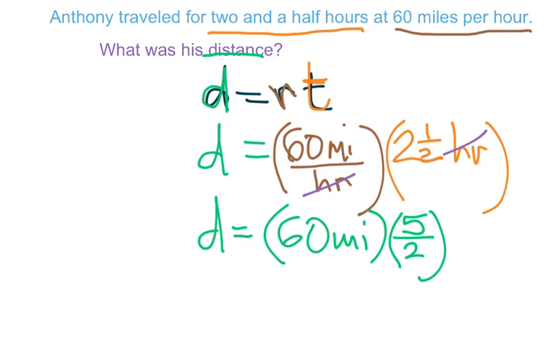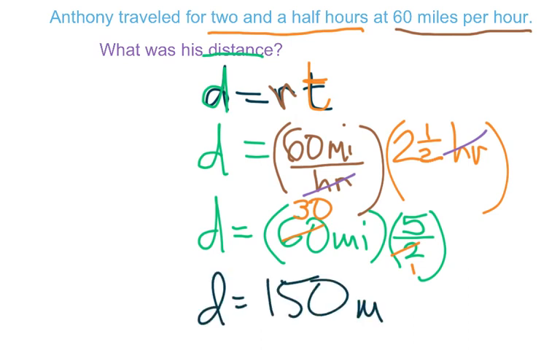I had a nice cross-canceling opportunity here with the 2 and the 60, the 2 becoming a 1, the 60 becoming 30 miles. And then I just multiply straight across. D is equal to 150 miles. And I can box that up because that answers his question of what was his distance. How far did he travel, if you will?